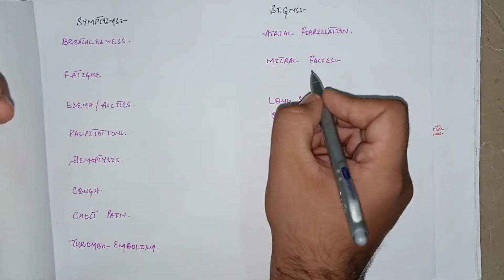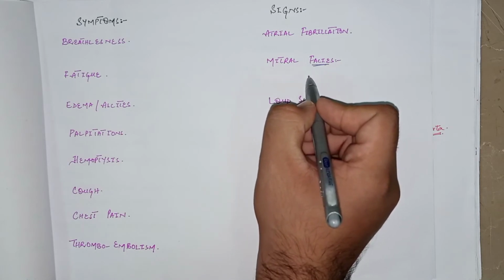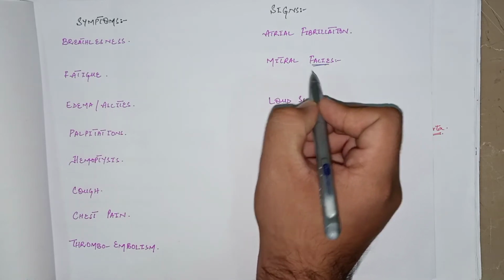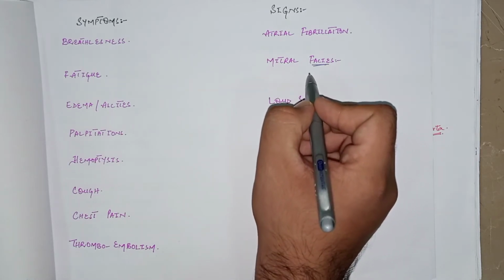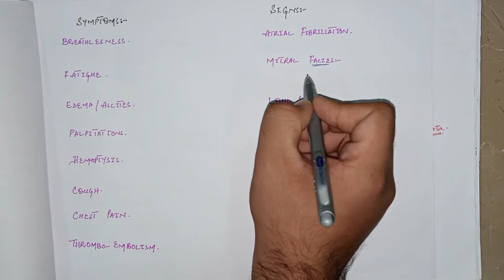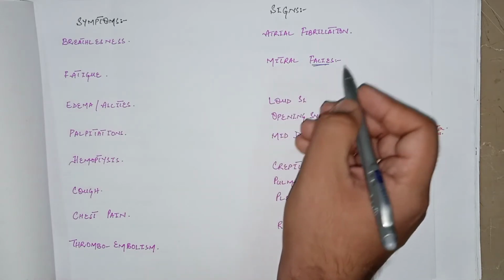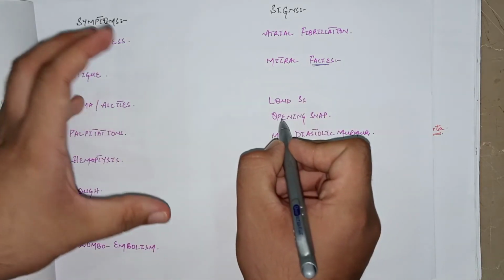The other clinical sign is mitral facies. This mitral facies is due to constriction of the blood vessels and due to reduced cardiac output, the cheeks of the patients are a dusky pink color because of decreased cardiac output. This is called mitral facies. Now come to the auscultation.